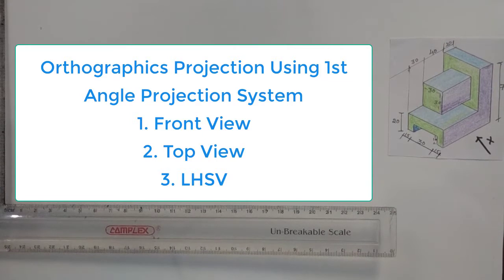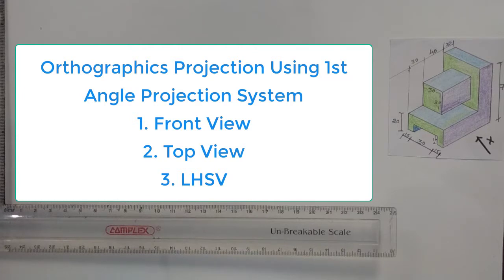Today we are going to learn orthographic projection using the first angle projection system.